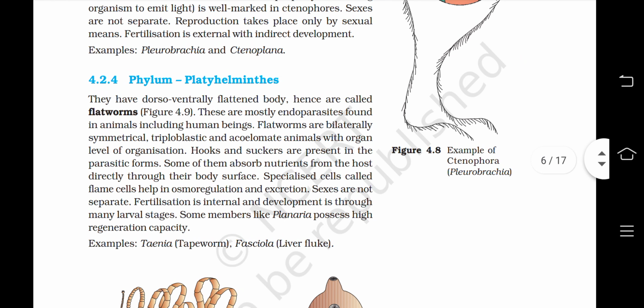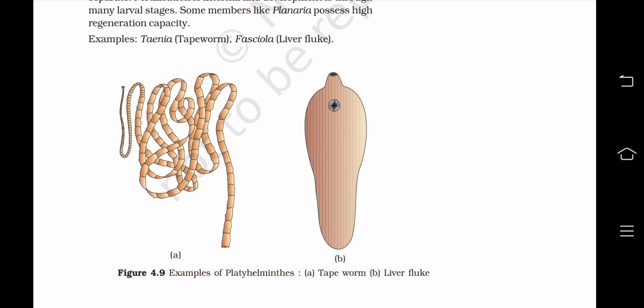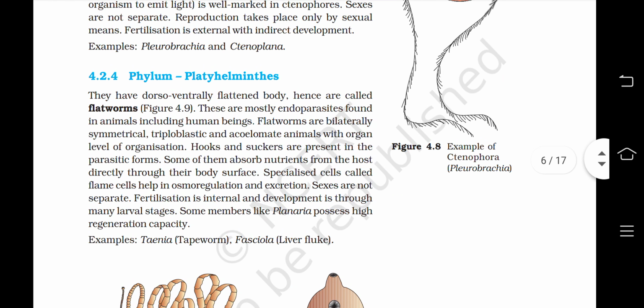Now Platyhelminthes. They have a dorso-ventrally flattened body, hence are called flatworms. Figure 4.9 shows examples of platyhelminths. A is tapeworm and B is liver fluke. These are mostly endoparasites found in animals including human beings. Flatworms are bilaterally symmetrical, triploblastic and acoelomate animals with organ level of organization. Hooks and suckers are present in the parasitic forms.